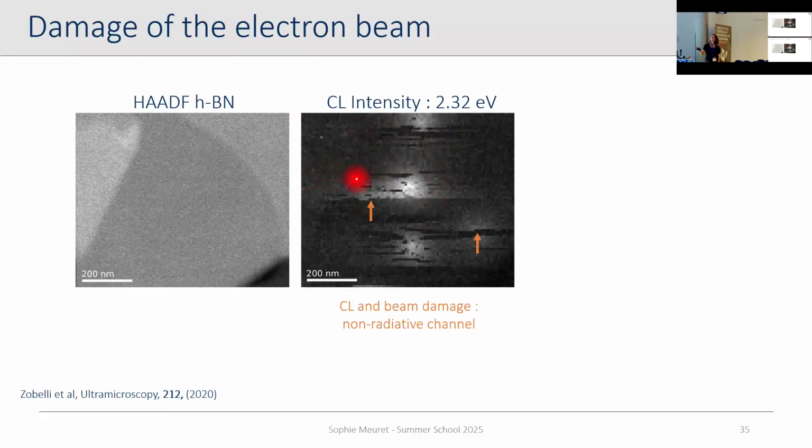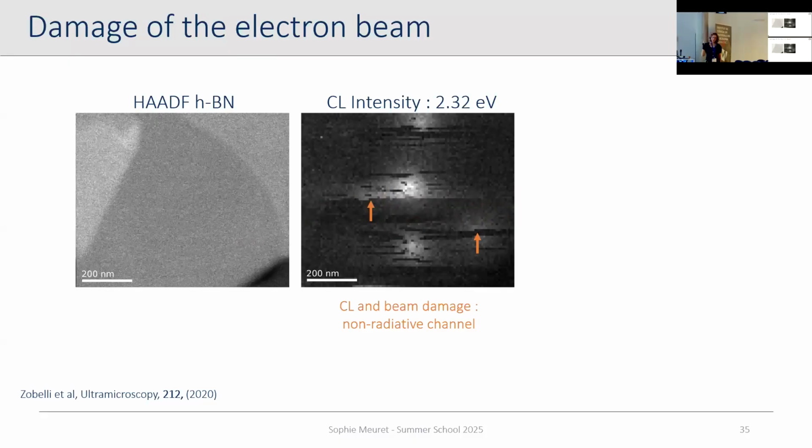You're scanning your beam, and suddenly the intensity of your signal drops rapidly. If the intensity drops rapidly from one pixel to the next, this is damage. Don't start thinking that you have a super nice spatial resolution. This is just damage. It could be quenching if it's going back and forth like this, or it can just disappear and never appear again, okay?